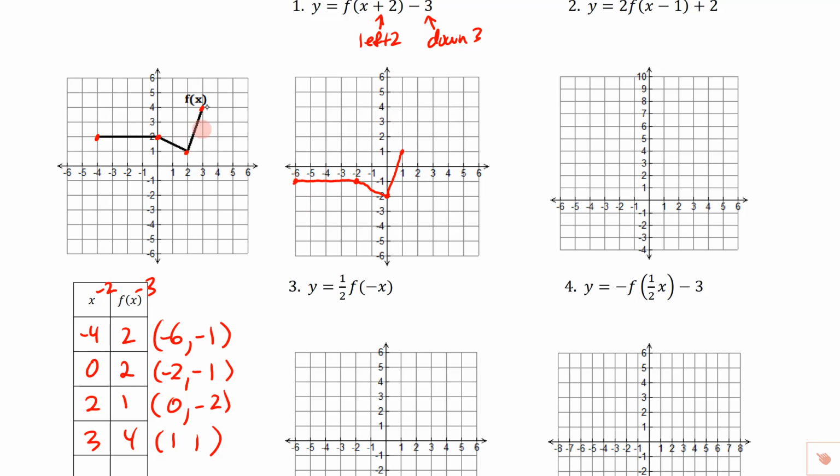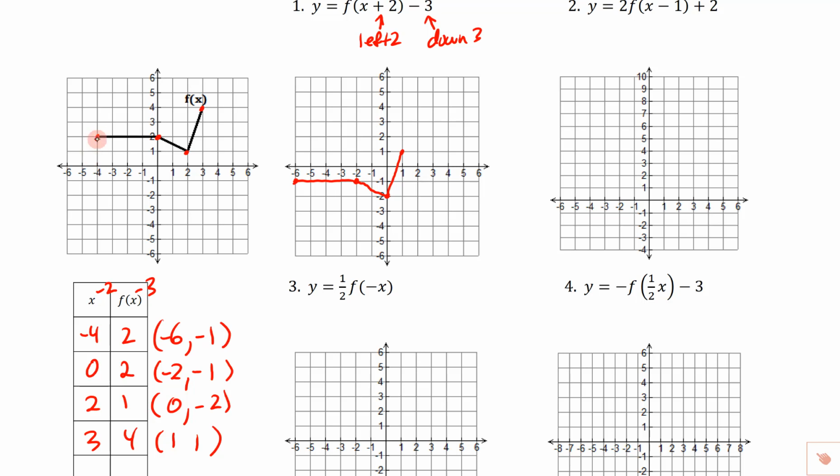Now, does it look like the exact same shape, just moved left 2 and down 3? Well, it kind of does to me, but let's just do this. And again, we could have done this first and then filled out the table, but again, you don't even have to fill out the table if you don't want to. It does just say graph in the instructions.